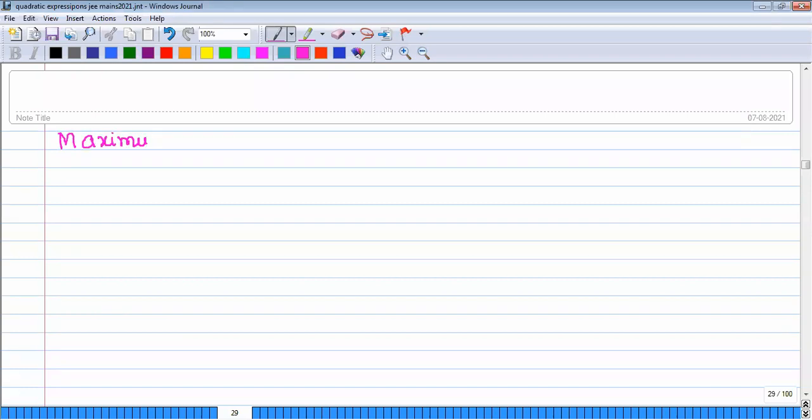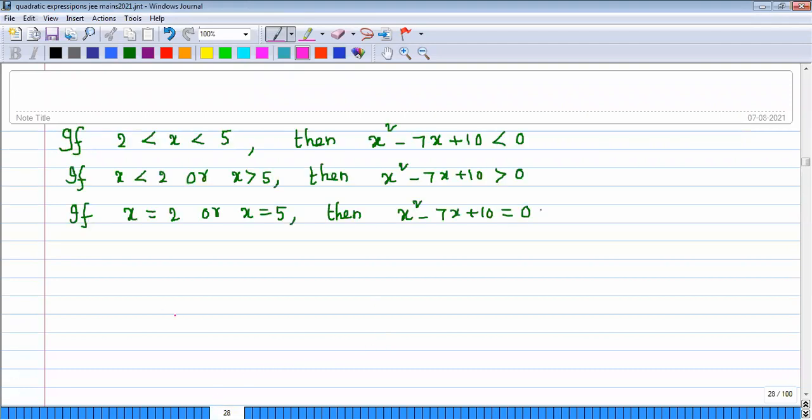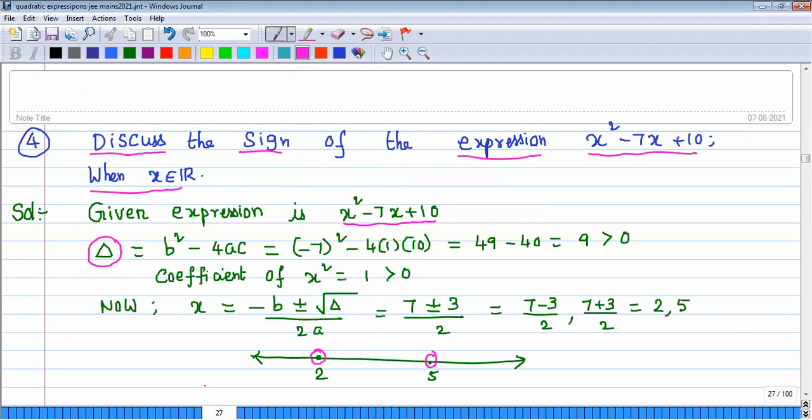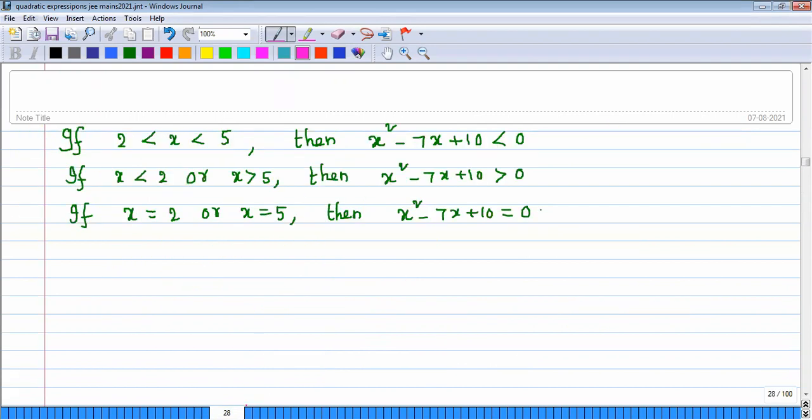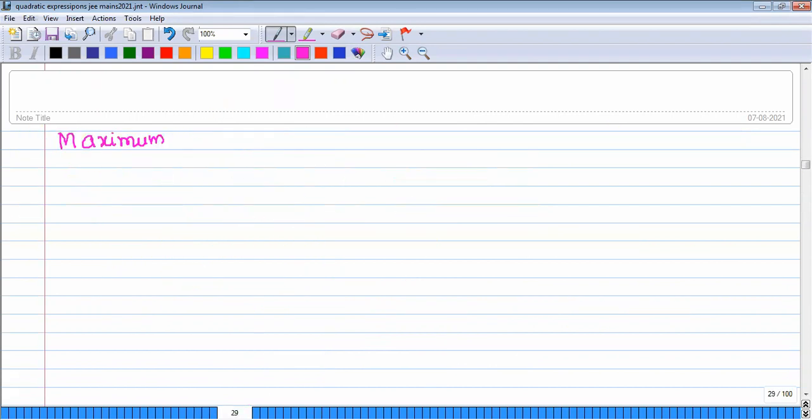Sir, show last page. Okay, sir. Right. Sir, show previous page, sir. Sir, one minute. Let me write.